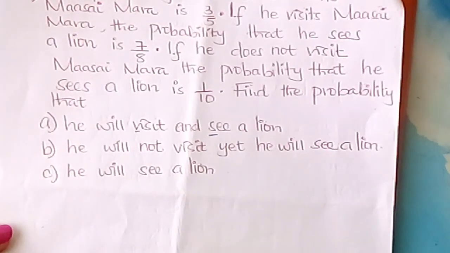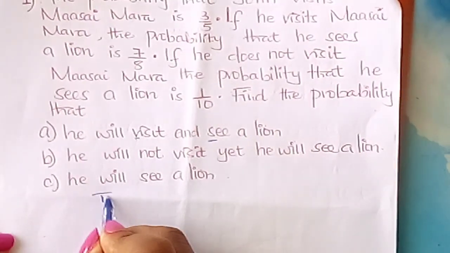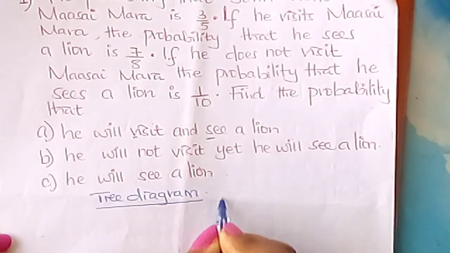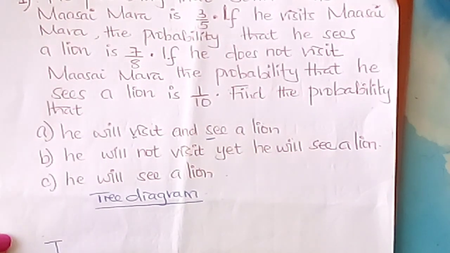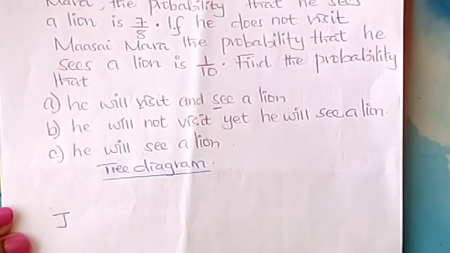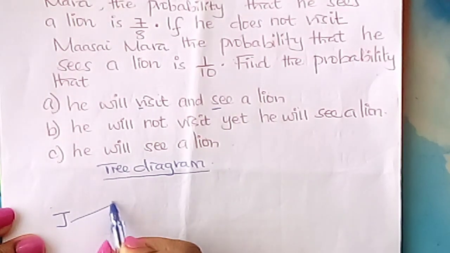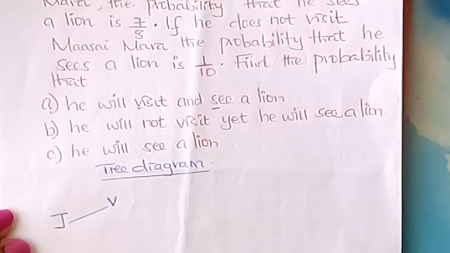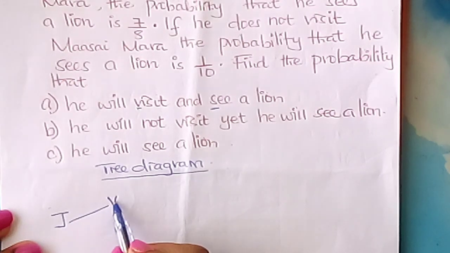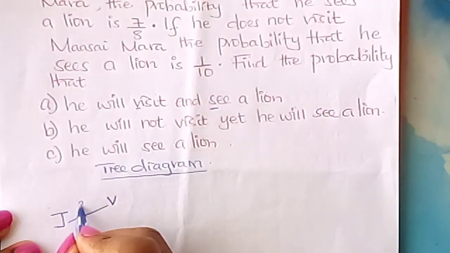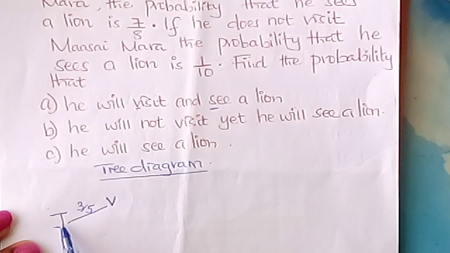Okay, how do we go about this, learner? We draw what we call a tree diagram. We start with John. All this is to do with John, so let us abbreviate John with J. So we say John visits Masai Mara. Let us use V for visiting Masai Mara. So the probability that John visits Masai Mara, according to the question, is 3/5. You come and fix it here.